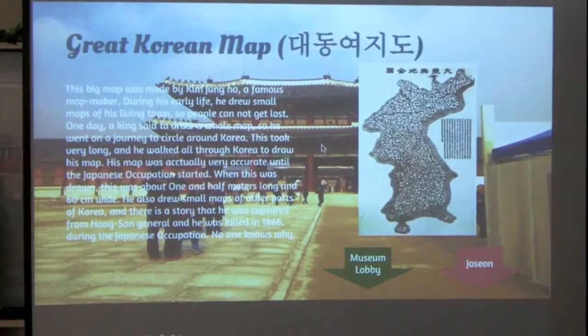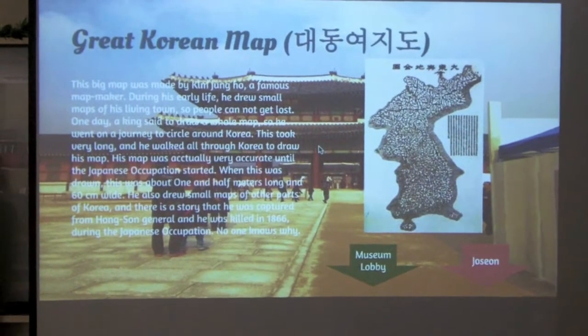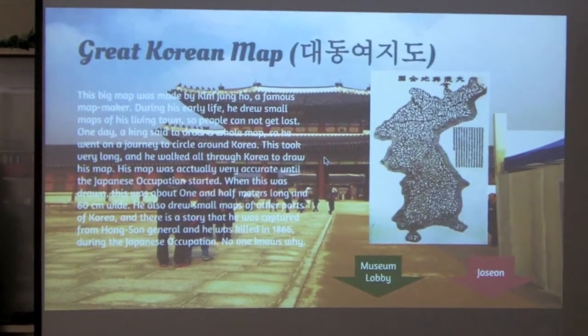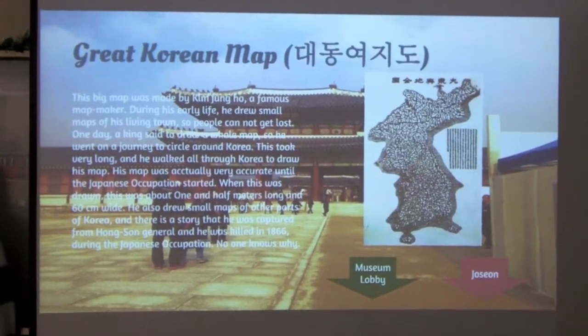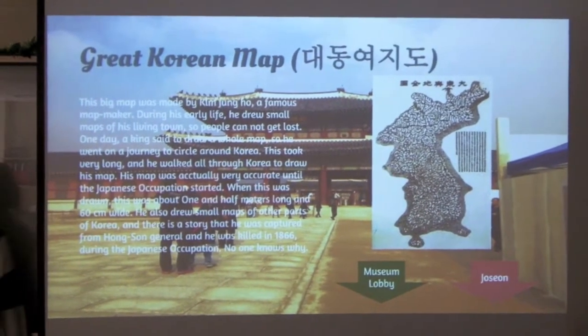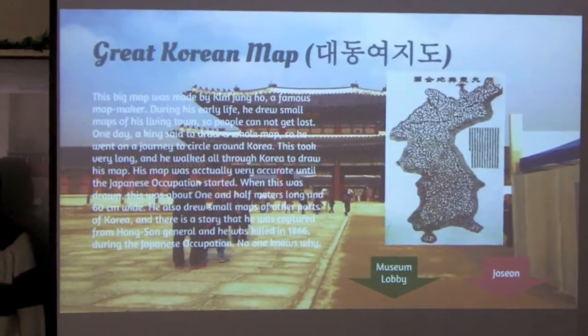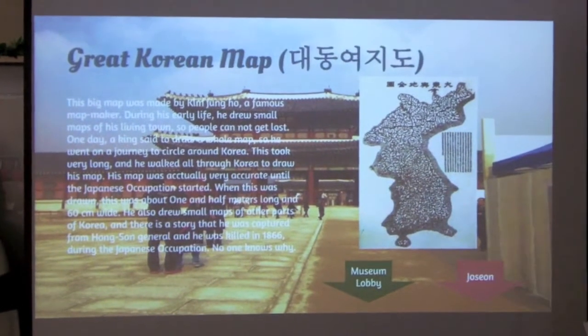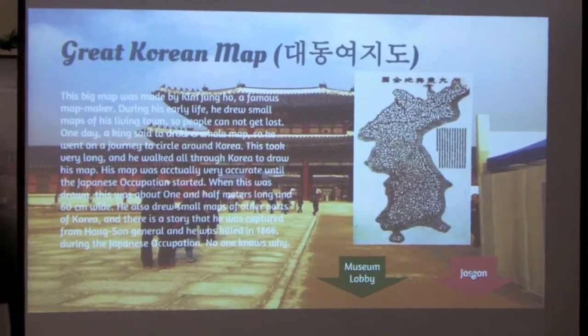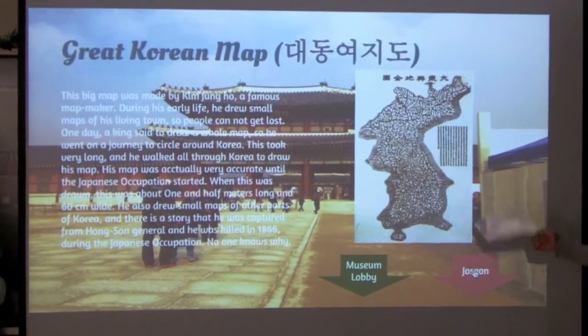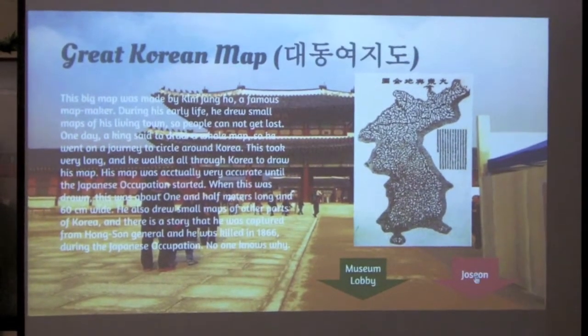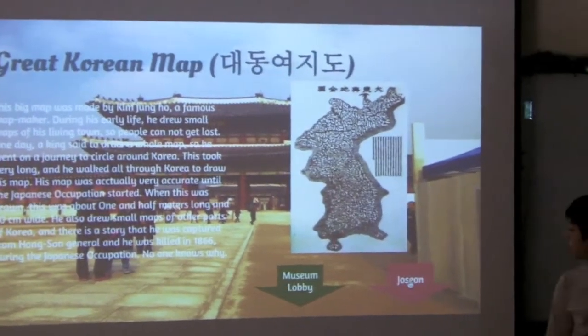So this is the Great Map of Korea, otherwise known as 대동여지도, and then this was created by Kim Jong-ho, and then this was made by men walking. They walked all the way through Korea to make this map, and this was very important because it was actually very accurate, as you can see. This is all hand drawn.